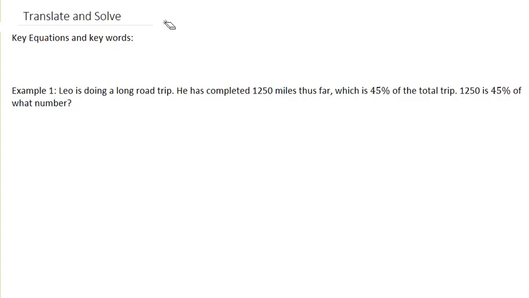Translate and solve. Key equations and key words. When doing the next few problems, we will have certain keywords to help us understand where to put things into our equation. So we have a percentage. When we have a percent, we know to put it over 100 or divide by 100. Then we have the word "of," which will indicate to us that we need to multiply.